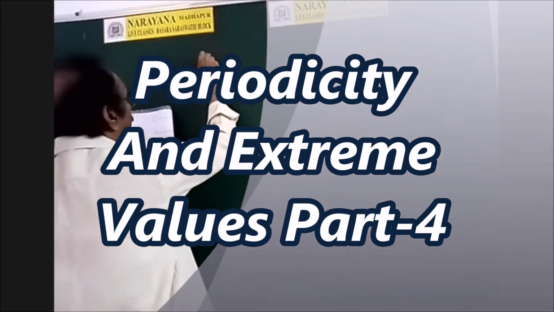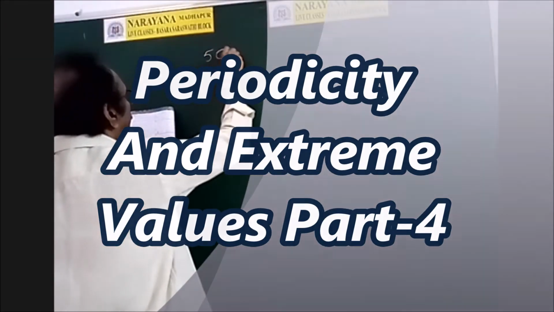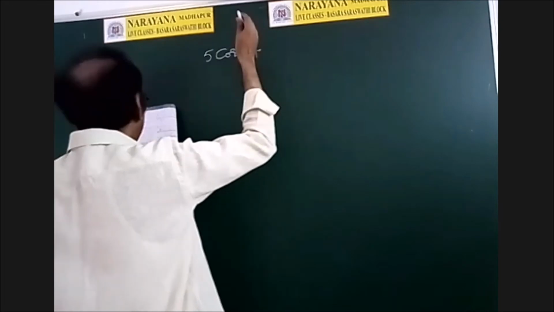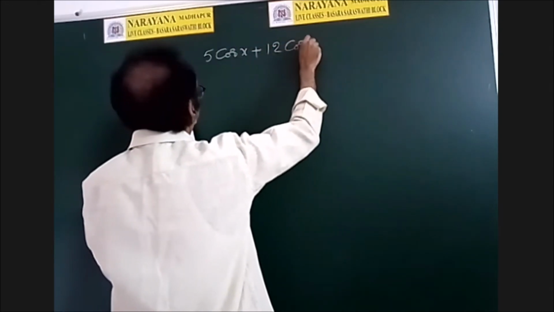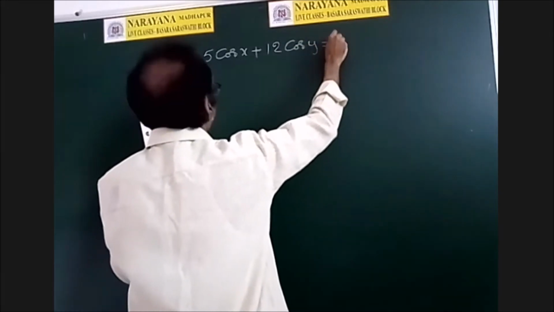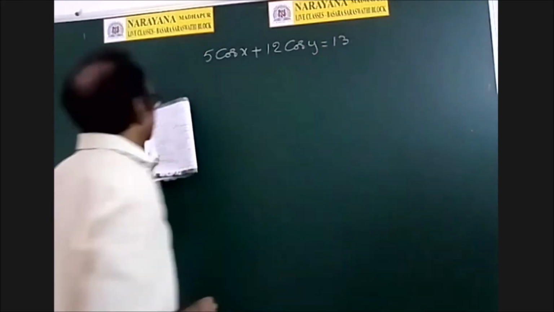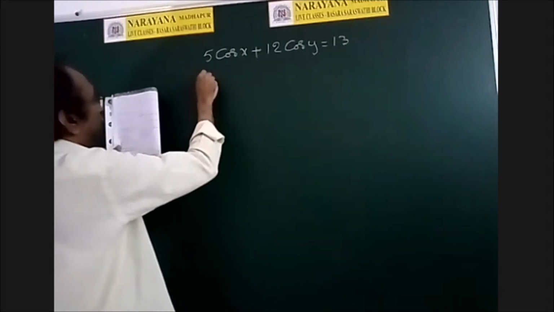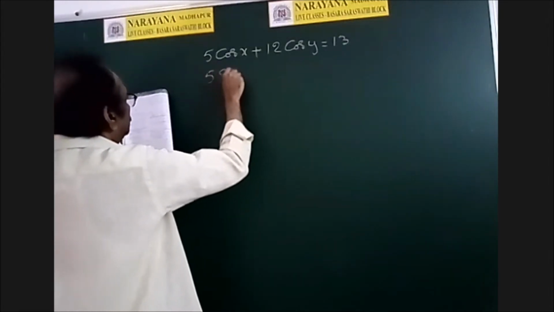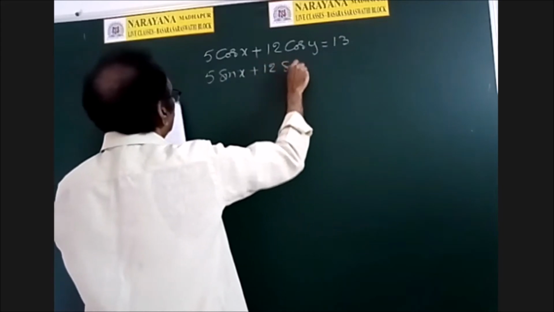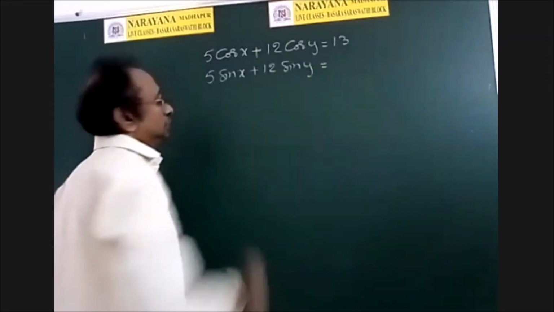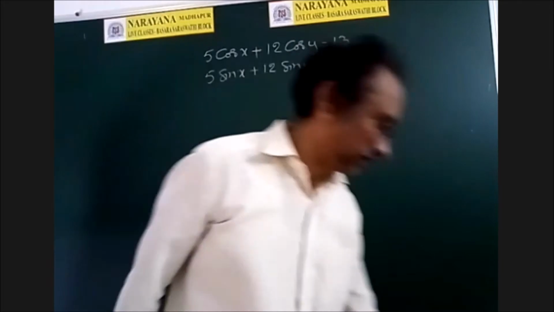Question. If 5 cos x plus 12 cos y is equal to 13, then what is the maximum value of 5 sin x plus 12 sin y?